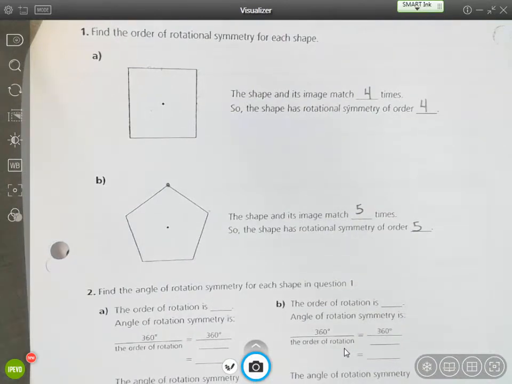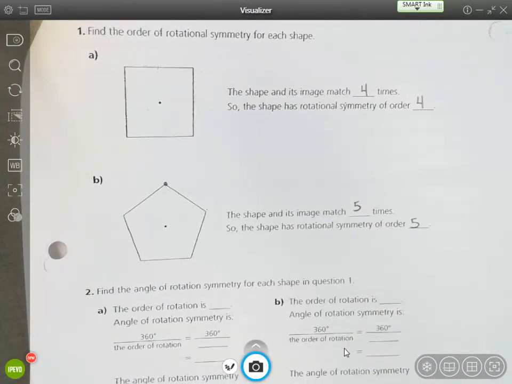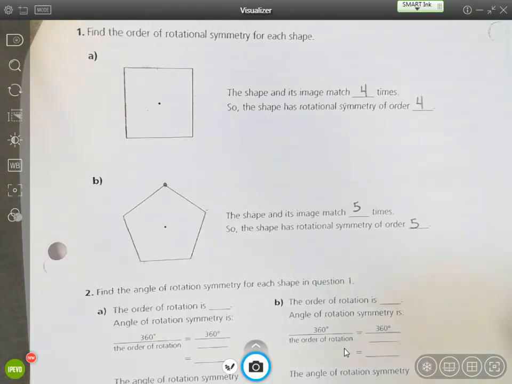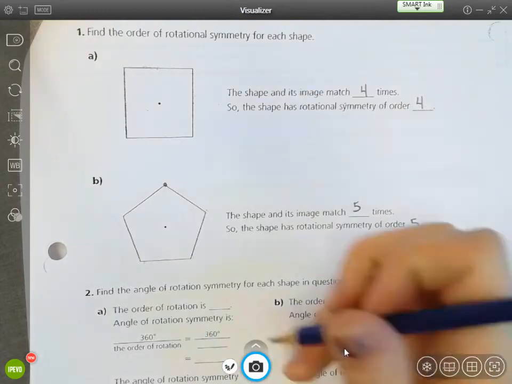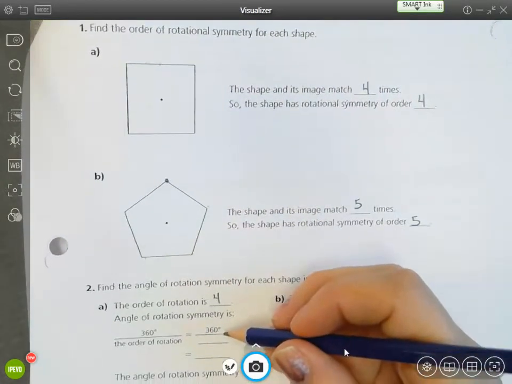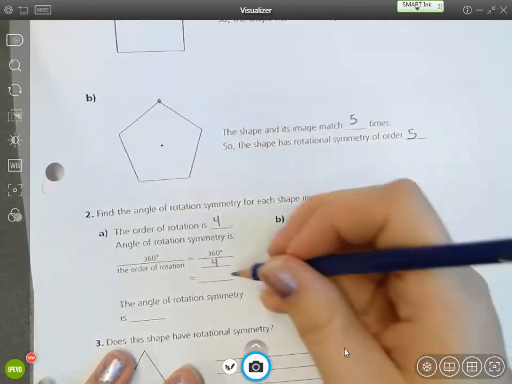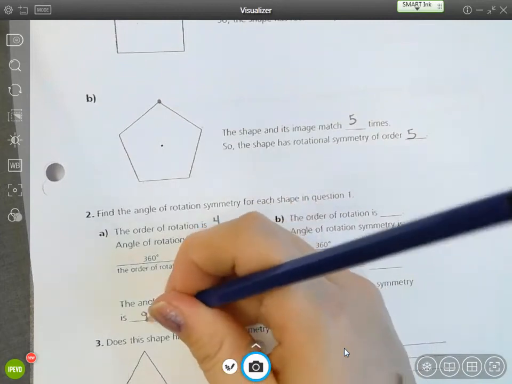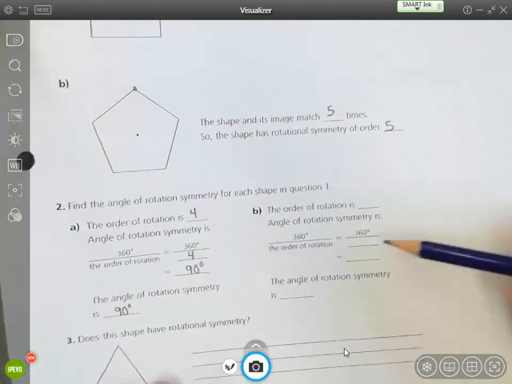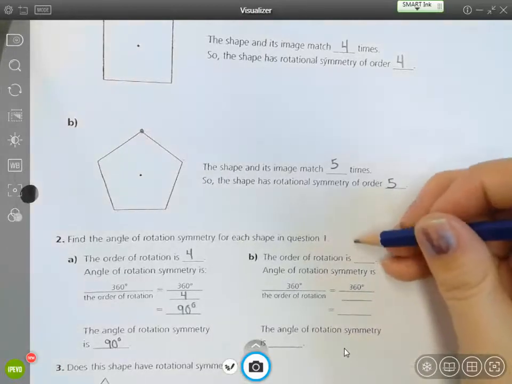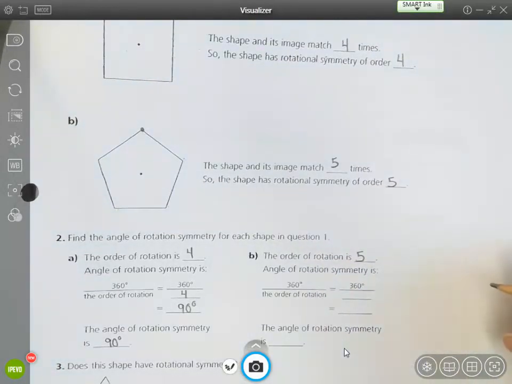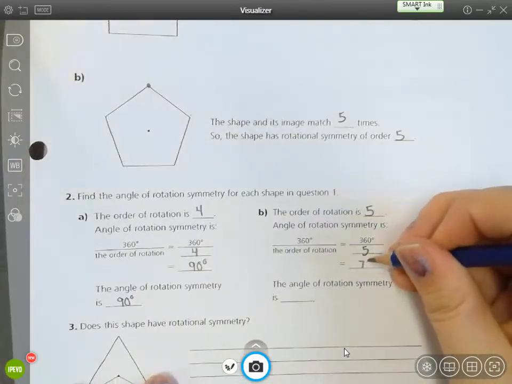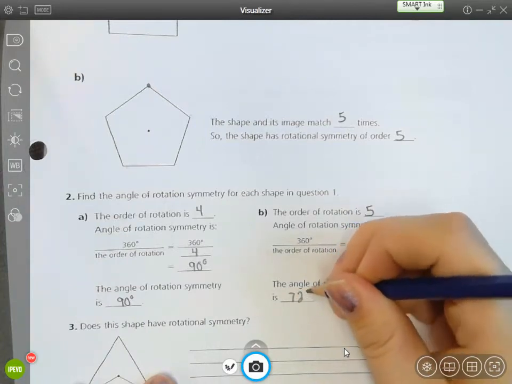Okay, second part of this one has us looking at the angle of rotational symmetry for each of these objects. So my formula does not change. The order of rotation for A was 4. I am saying 360 divided by 4, which gives me 90 degrees. So the angle of rotational symmetry is 90. Okay, for question B, the order that we found was 5. So I'm saying 360 divided by 5, which is going to give me 72. So it is 72 degrees.